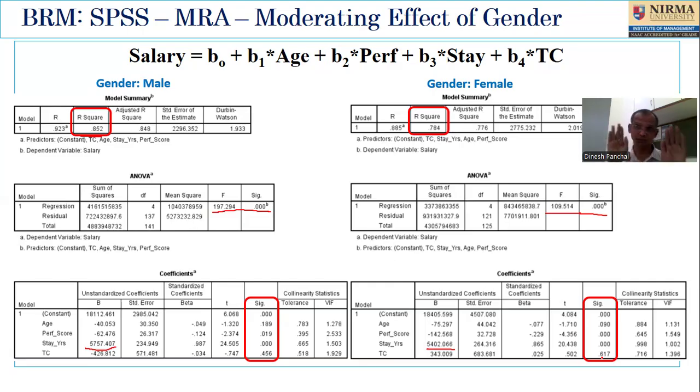So here we did it this way by putting two separate outputs because my moderating variable was a categorical variable. Now imagine if your moderating variable is a non-categorical variable, then what will you do?